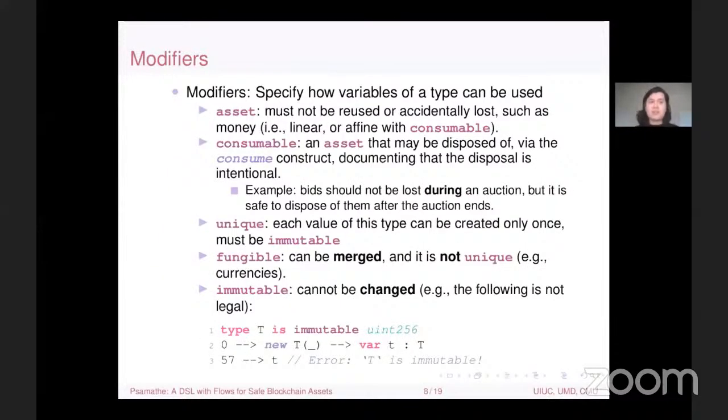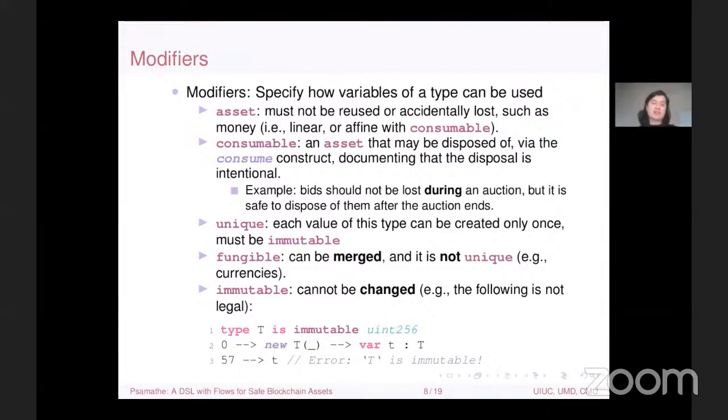And the last important feature of Smouthy is modifiers. Modifiers specify how variables of a type can be used. Currently planning to support 5: asset, consumable, unique, fungible, and immutable. So assets are values that must not be reused or accidentally lost. This is typically used for things like money or tokens, but it's also useful for things like bids in an auction or votes in an election or lottery tickets or anything that we don't want to accidentally lose or overwrite. This corresponds to linear typing by default, or with the use of the consumable modifier, then affine typing.